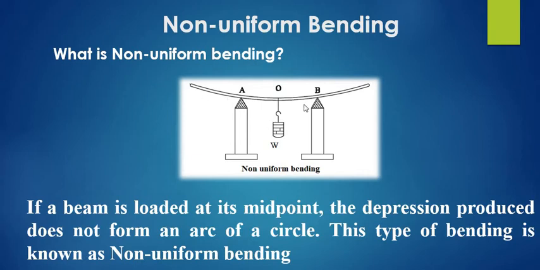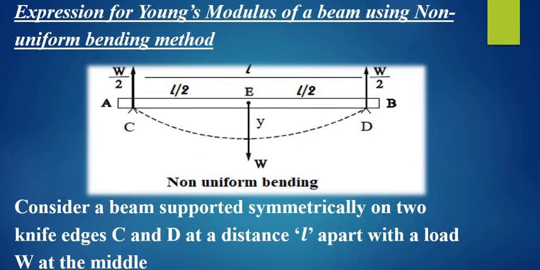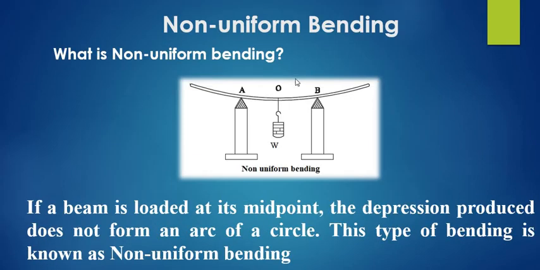Suppose we take a beam AB supported horizontally on two symmetrical knife edges like this. O is the midpoint of the beam. Now apply a load at the midpoint. What happens? The beam bends like this. At the center, depression is produced. This type of bending is known as non-uniform bending. Why do we call this non-uniform bending?